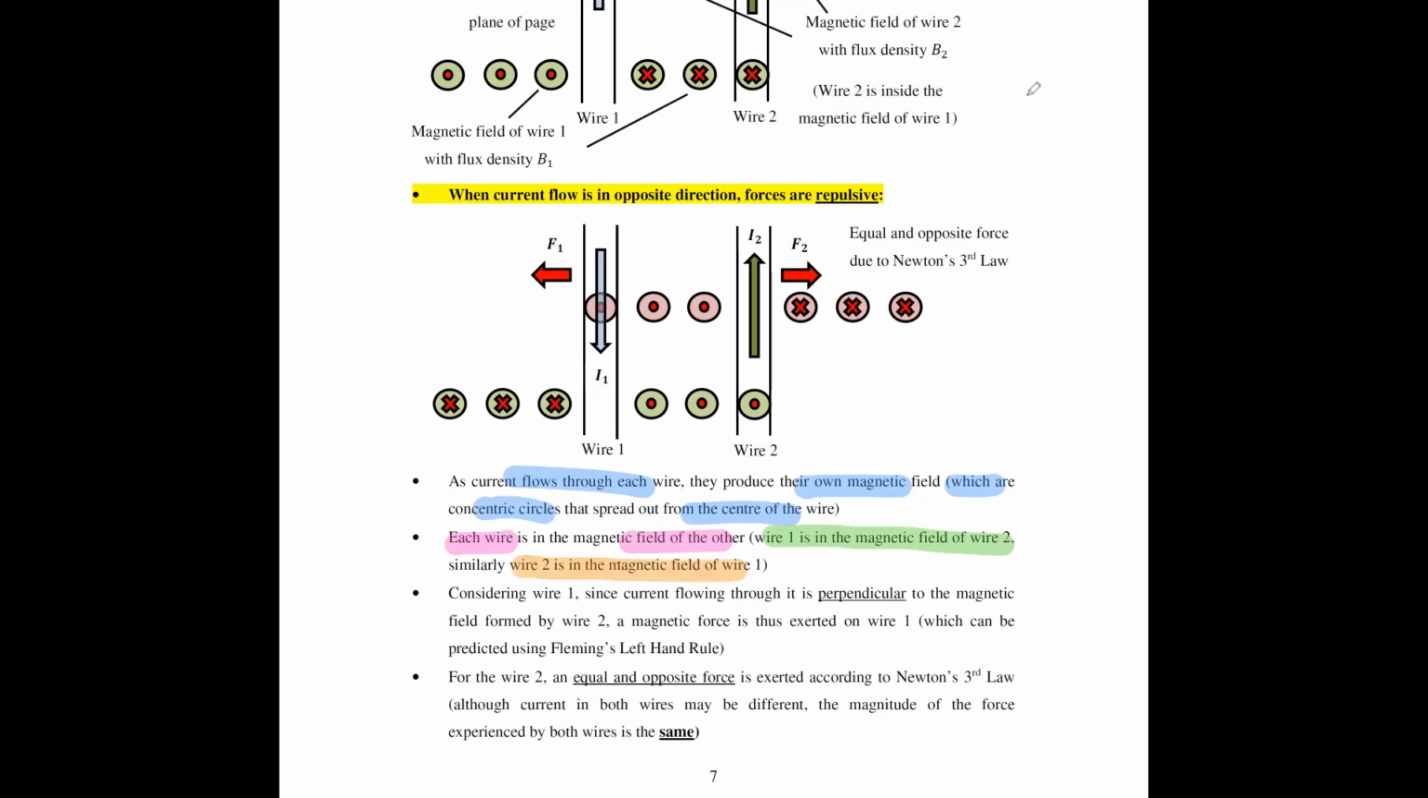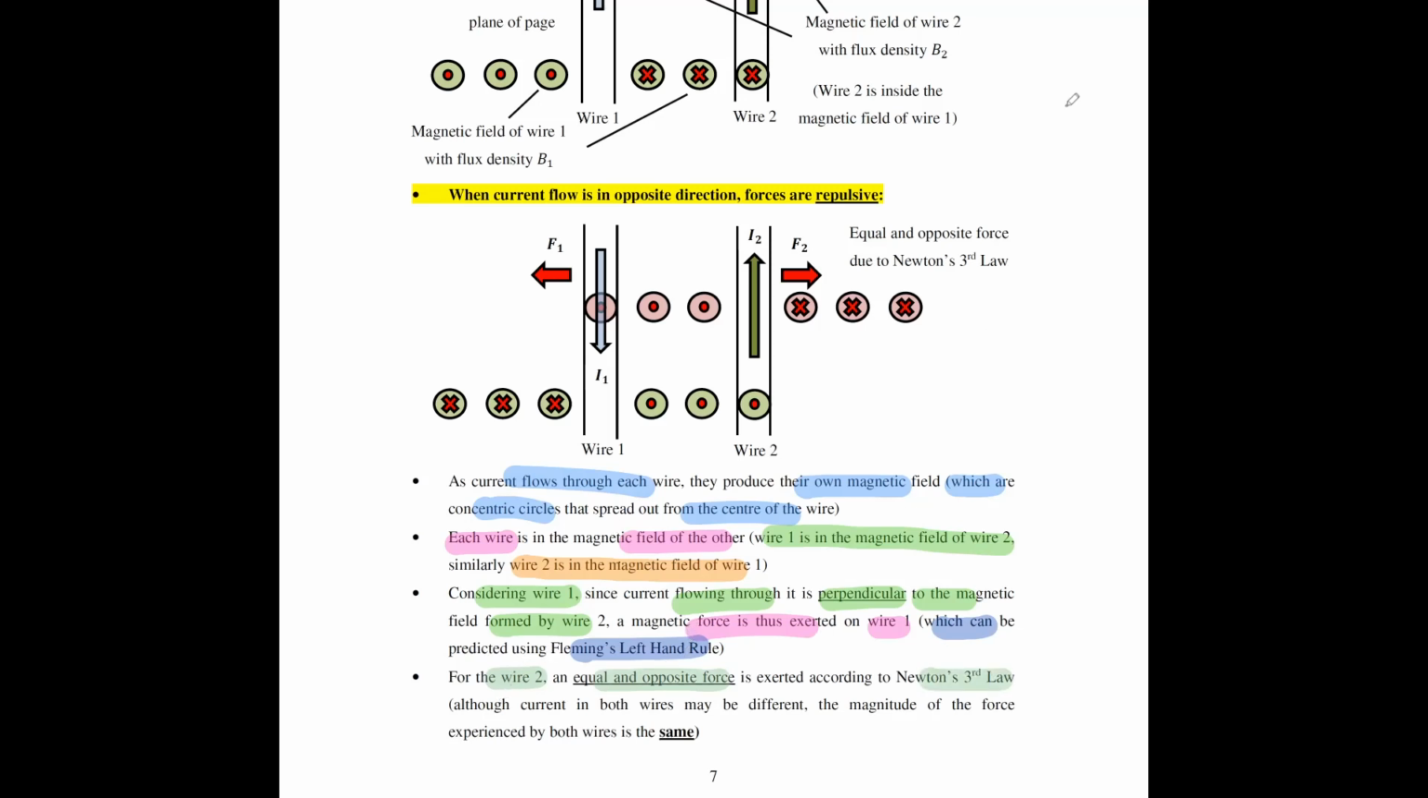If we had just considered wire 1, since current is flowing through it and is perpendicular to the magnetic field formed by wire 2, a magnetic force would thus be exerted on wire 1, which we predicted using Fleming's left-hand rule. And as for the magnetic force on wire 2, rather than analyzing it individually, we can just say that an equal and opposite force should be exerted on it according to Newton's third law.